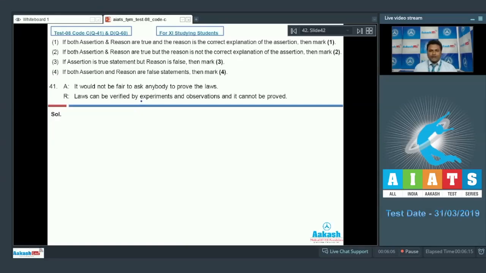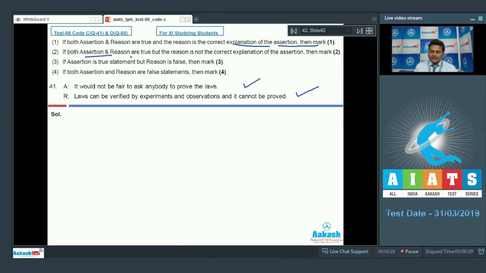Here is question number 41 everyone, and this is assertion reason type of question where two statements are given. The first one is assertion and second one is reason. The four options are: option number 1, if both assertion and reason are true and reason is correct explanation of assertion, then we have to mark option number 1.